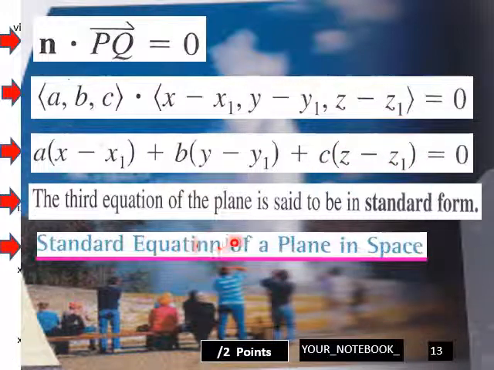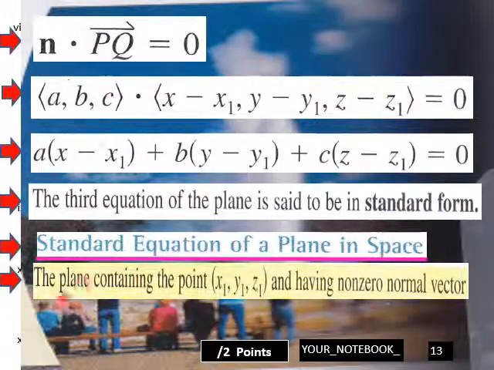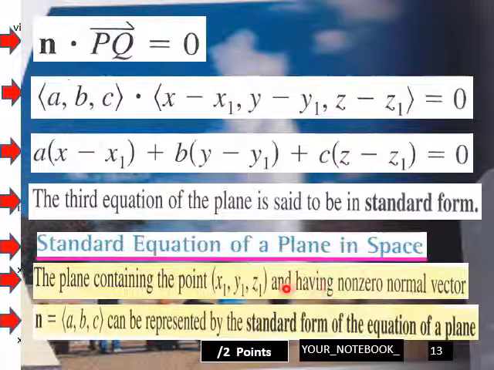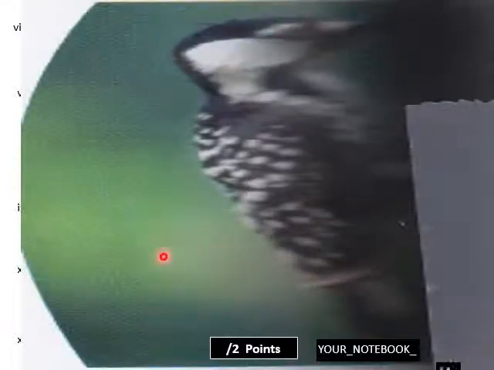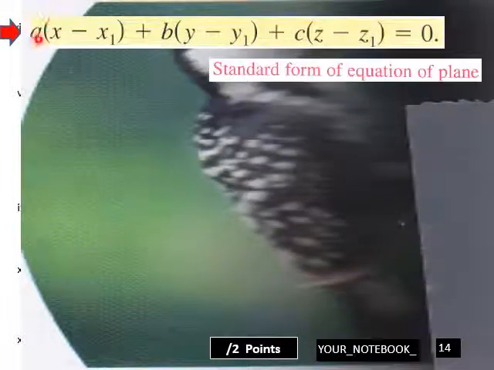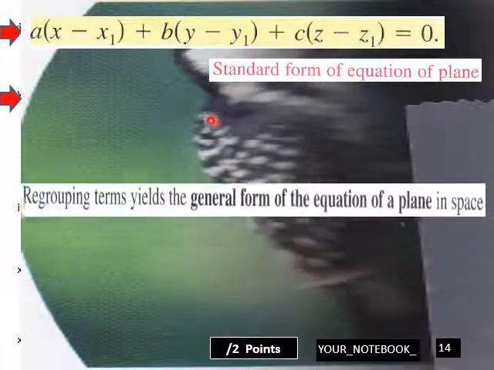In the standard equation of a plane in space, the plane containing the point x1, y1, z1, and having non-zero normal vector n equals a, b, c can be represented by the standard form of the equation of a plane: a times x minus x1 plus b times y minus y1 plus c times z minus z1 equals 0.